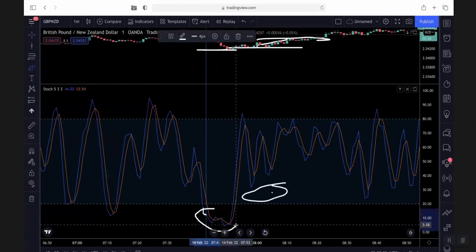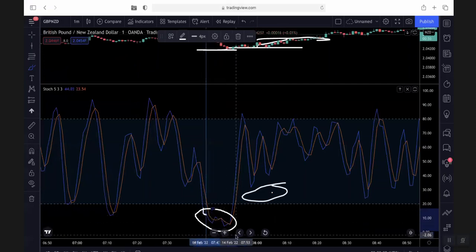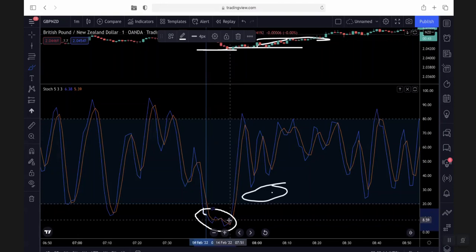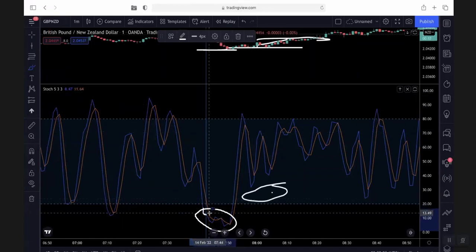It continued drifting down, meaning it made a crossover a couple of times, like twice here. It crossed the first time, and after that it crossed the second time. And by the time this was happening, the 5 minute was going on a sell. That's why you saw a drift like that.